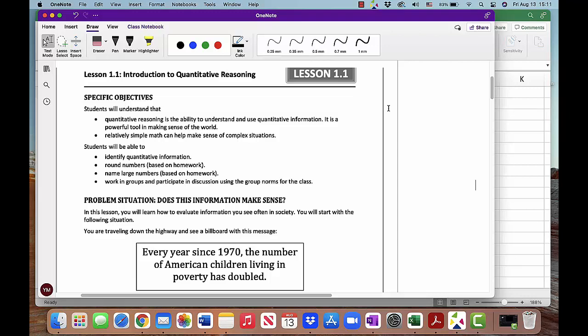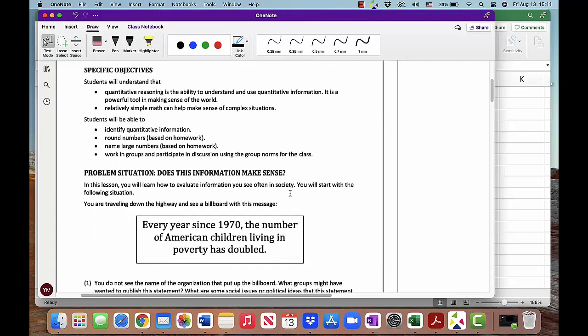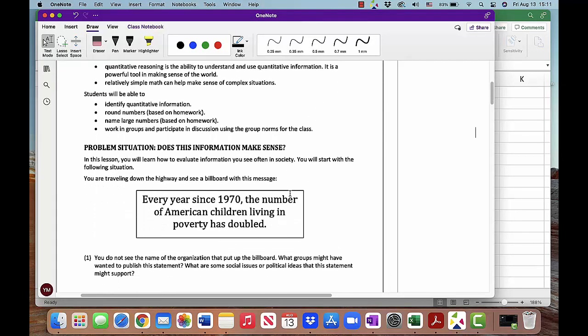Now, since our course is asynchronous, there will be some participation in groups offline. But during these lessons, I will give you some questions and I'll give you some time to think about the answers and responses. And I will ask you to type up your responses or answer specific multiple choice questions as we go along each lesson. So let's begin. This lesson has one problem situation and it starts off with the question, does this information make sense?